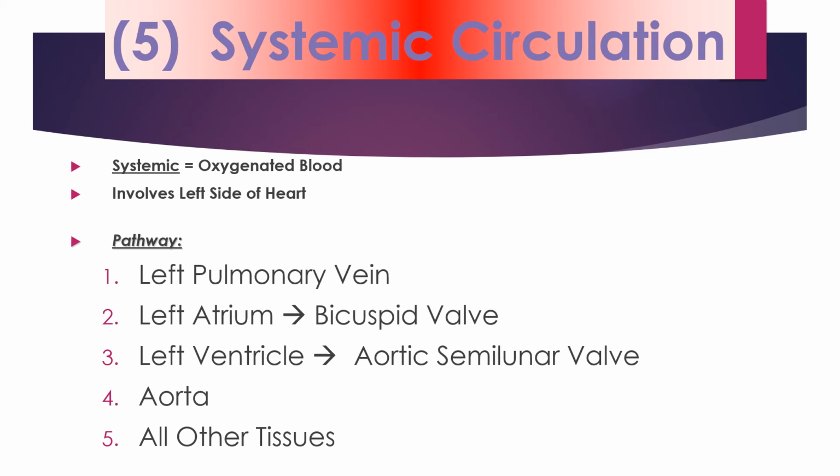After that, we have the systemic circulation. Systemic circulation is basically an oxygenated blood carrying circulation, which involves the left side of the heart and the body. From the left pulmonary vein, the blood enters the left atrium, where the valve present is called the bicuspid valve. From there, the blood enters the left ventricle and then the aorta, where the backflow is prevented by the aortic semilunar valve. And from the aorta, the blood is distributed all over the body to the organs and the tissues.